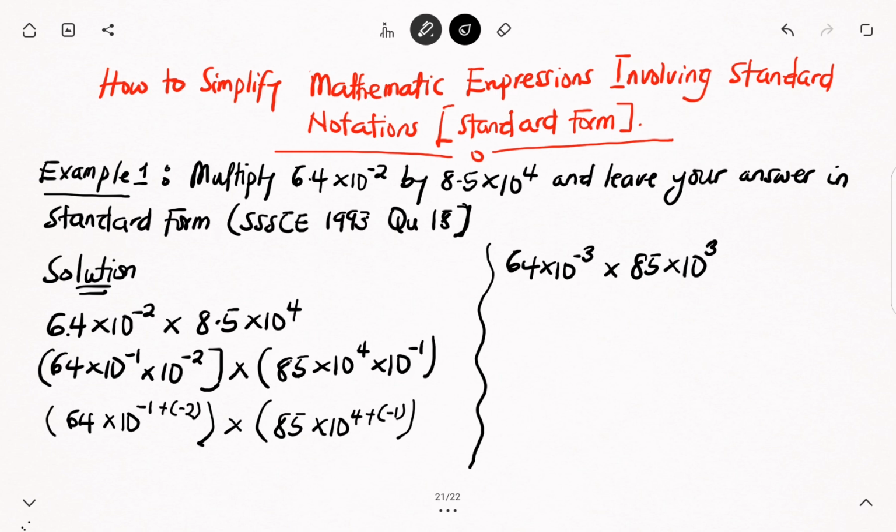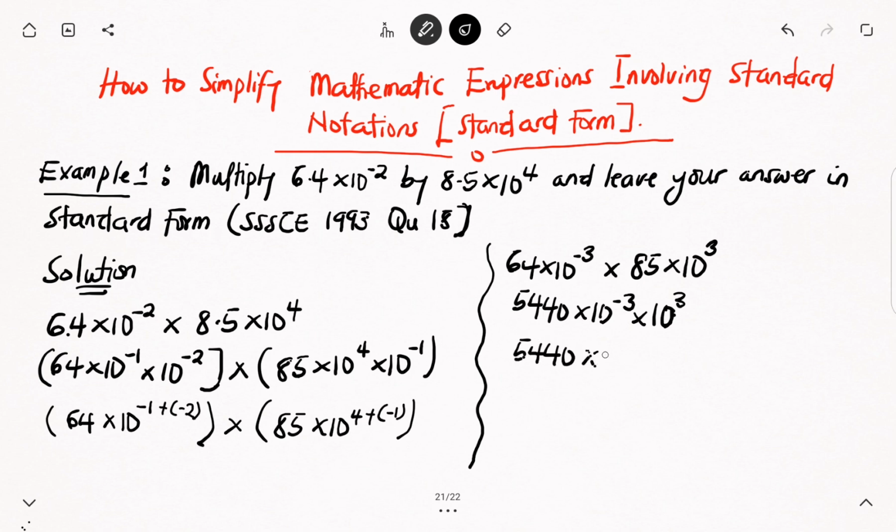Okay, so now that I have whole numbers multiplying each other, I can go ahead and do their multiplication easily. So 64 times 85 will give me 5,440. So I have 5,440, then times 10 raised to the power minus 3, which is this guy over here, times 10 raised to the power positive 3, this guy over here.